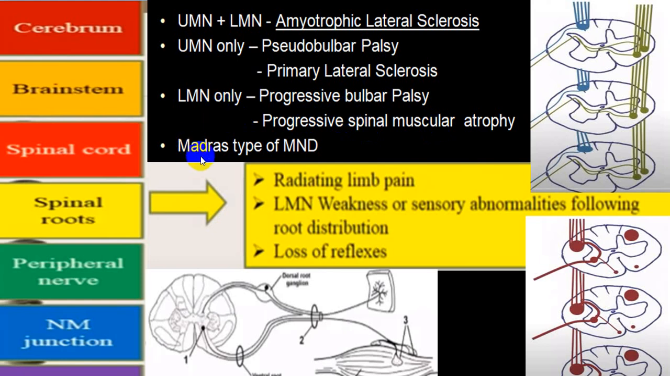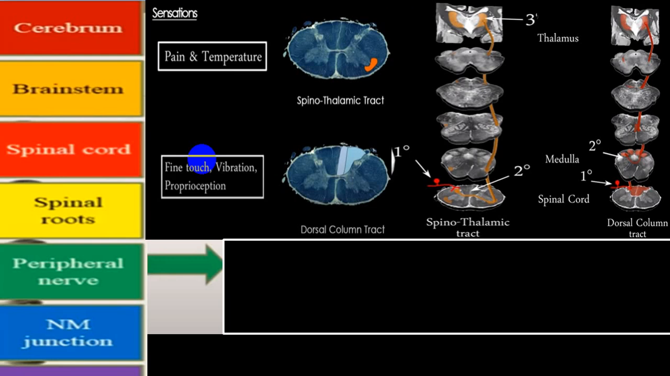And there is one special variety we call as a Madras type, which is seen in some of the family, and that was a part of again motor neuron disease. It is labeled as Madras type motor neuron disease. So this is when spinal roots get involved.